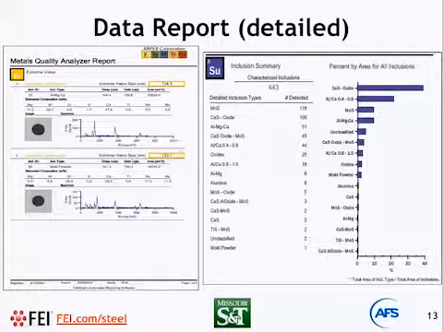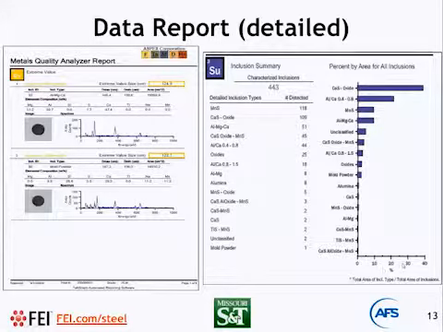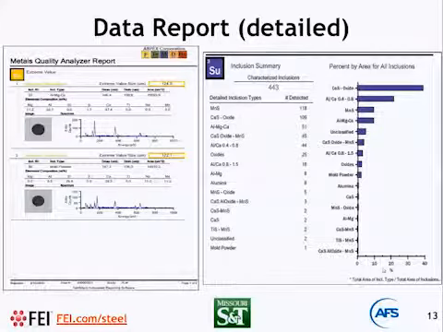And on the right side, it shows some bar chart and a table to summarize the total inclusions and how many are each specific type of inclusions. So yeah, so just to give you some examples here. So next slide.